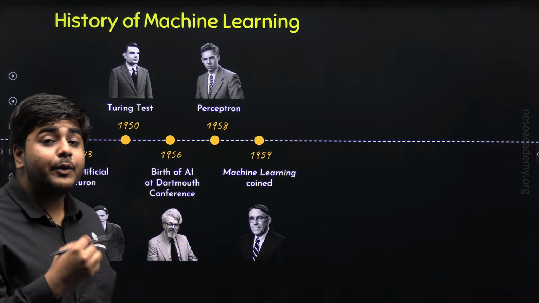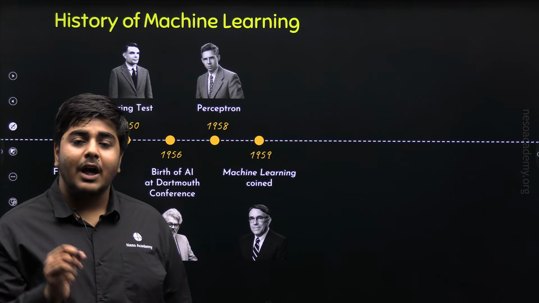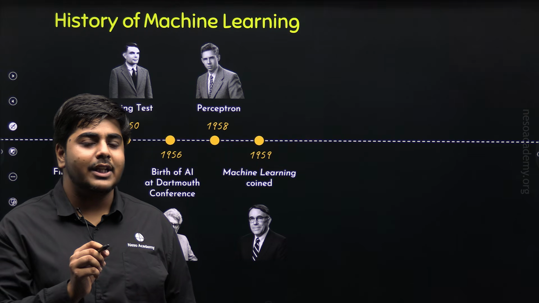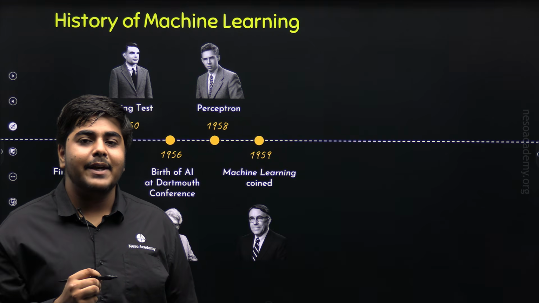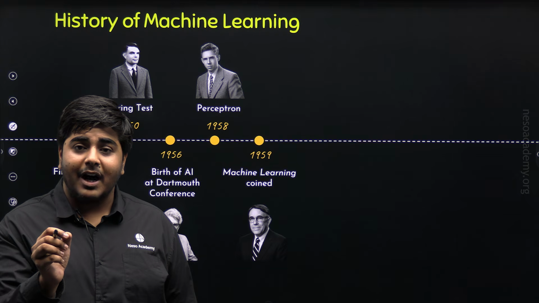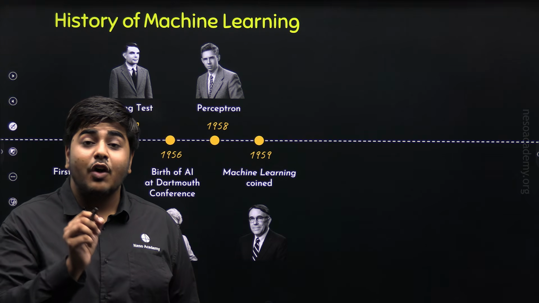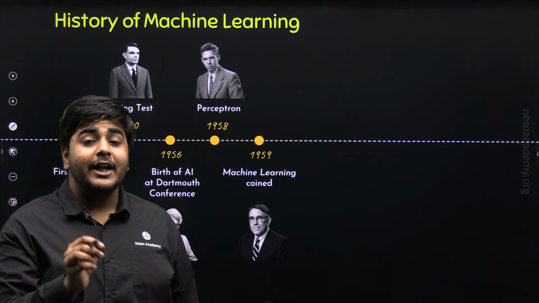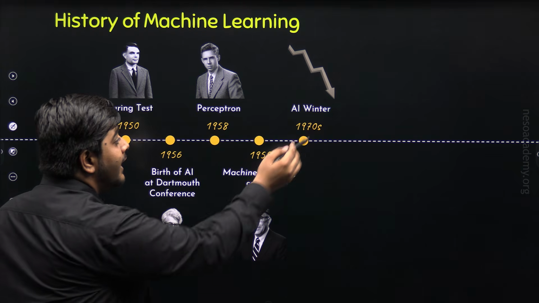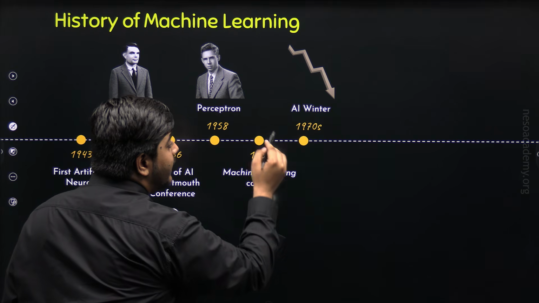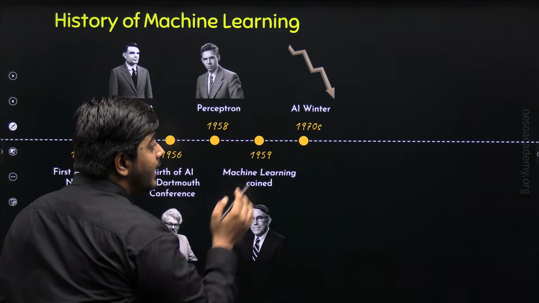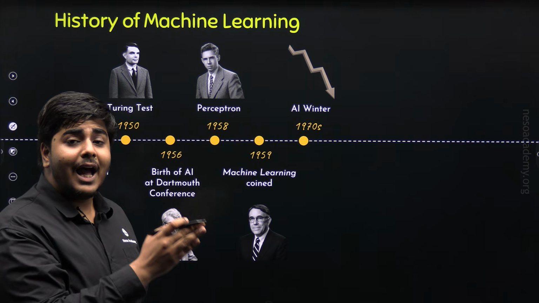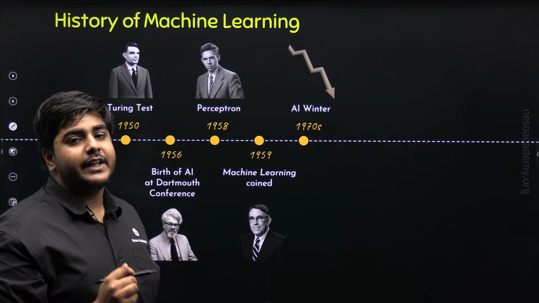And this work kept going on for several more years. However, scientists and researchers soon realized that creating intelligent machines was very much harder than expected. Due to the lack of computing power, insufficient funds, lack of interest, insufficient data, and higher expectations, AI entered into a very difficult phase, called as AI winter, in the period of 1970s and 1980s. In AI winter, the research and development in the field of artificial intelligence and machine learning slowed down significantly.